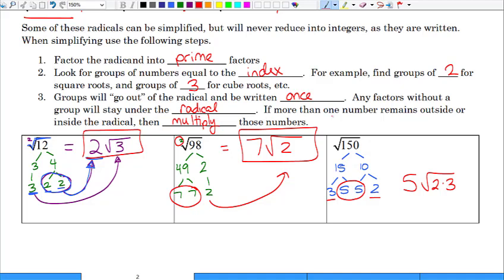Now the last sentence says that if you have more than one number that remains either outside together or inside together, you're going to multiply those. So the 2 times the 3 is going to end up to be 6. So my final answer is 5 root 6.